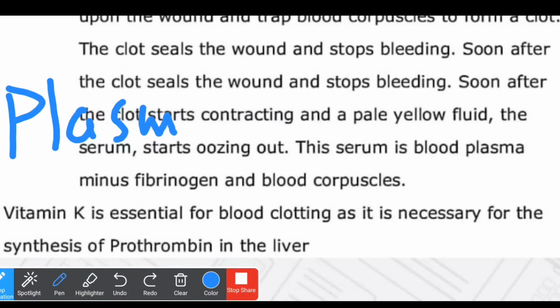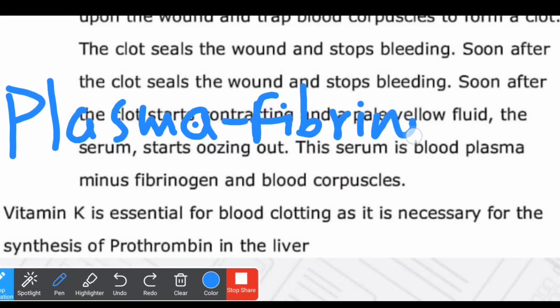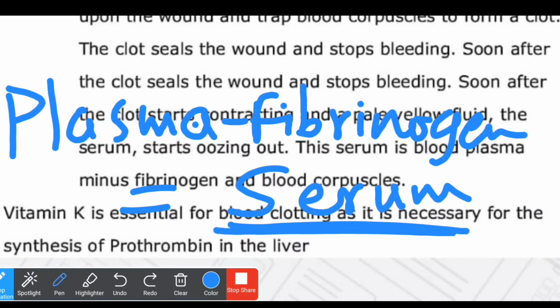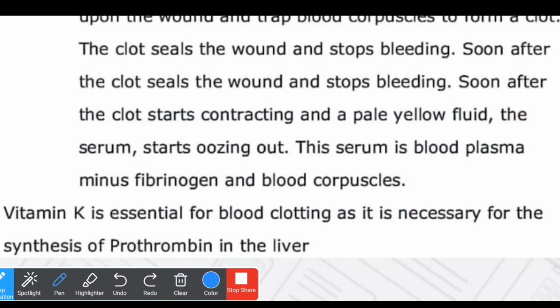plasma minus fibrinogen is equal to serum. So please deal with the case. And what is the color of the serum? The color of the serum is a pale yellow fluid, and it starts oozing out.